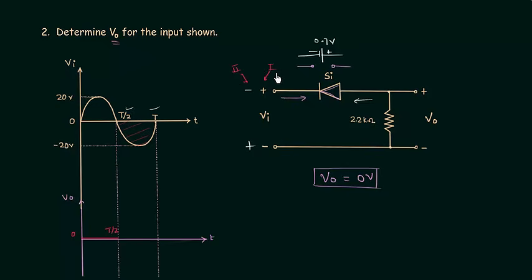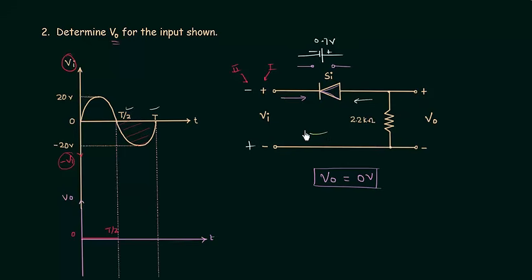In the first way, we are considering Vi, and in the second way we are considering minus of Vi, because the polarity is minus plus. So we are considering minus of Vi for this case and plus of Vi for this case. I will quickly find out the output voltage for this case.